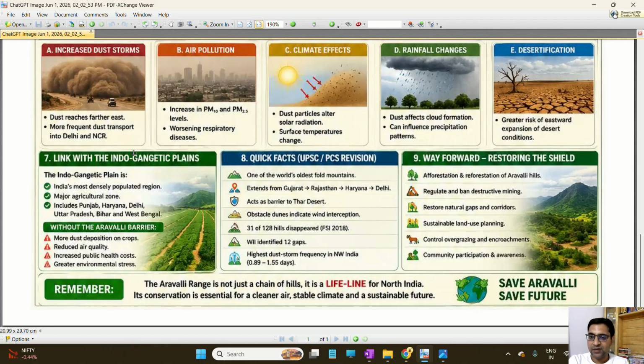Then what can we do to restore the shield? First of all, afforestation and reforestation of the Aravalli Range, regulating and banning destructive mining, restoring natural gaps and corridors, sustainable land use planning, controlling overgrazing and encroachment, and community participation and awareness. We need to remember that the Aravalli Range is not just a chain of hills, it is a lifeline of North India. Its conservation is essential for cleaner air, a stable climate and a sustainable future. So save Aravalli, save future.